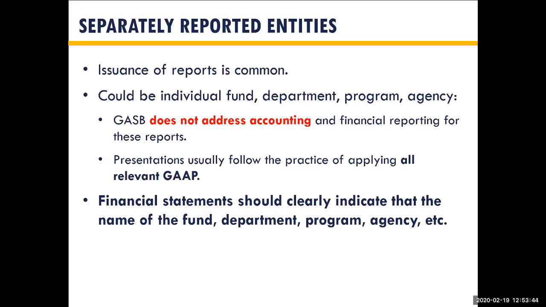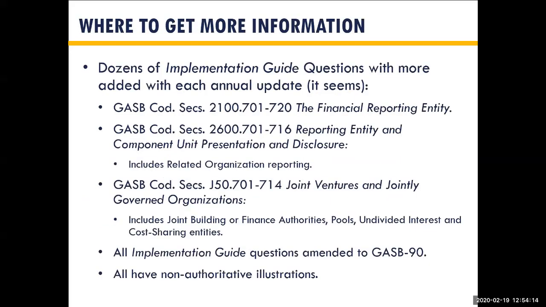And so these separately reported entities are common, follow the accepted practices of applying all relevant GAAP, but in some cases, even that is next to impossible, except to report cash and maybe capital assets. Because how do you report a program unless it has its own accounting system and so on? Where do we get more information on how to deal with our component units?